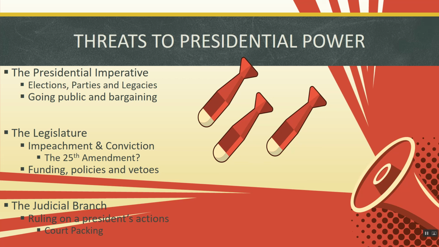More popular presidents tend to be more powerful. Less popular presidents tend to be less powerful. And when a president is more popular, he is better able to do things like pressure Congress into complying with his wishes. Think about, for instance, Ronald Reagan. Ronald Reagan was one of the most successful and effective presidents in our nation's history.